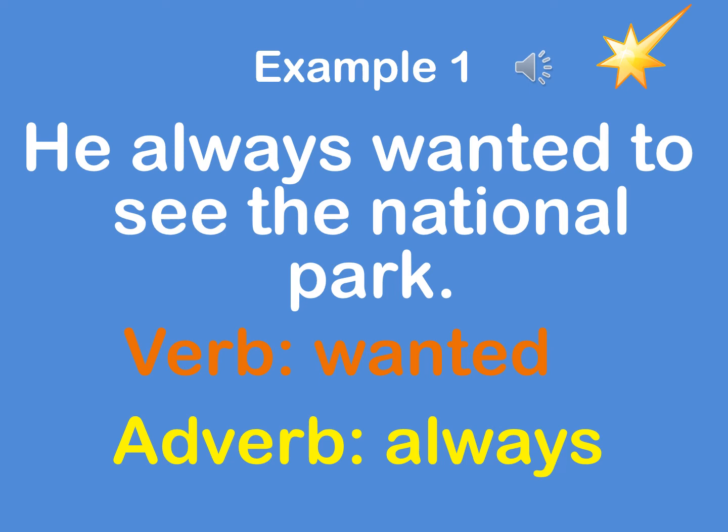Now, the second type of adverbs is adverbs that tell when. Let's see the example. He always wanted to see the national park. Now, remember the two steps that you have to do. Number one is to find the verb. The verb is wanted. Okay, step number two is to ask yourself when. When did he want to see the national park? Your answer will be always. He always wanted to see the national park. So your adverb is always.